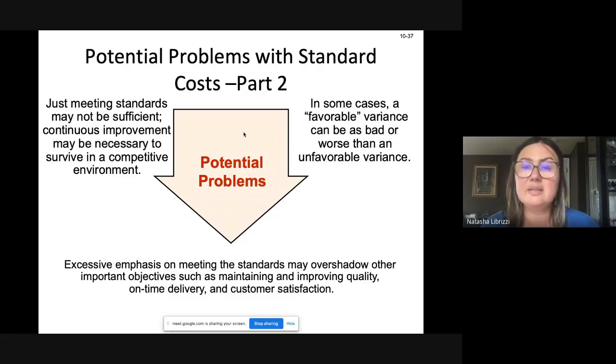In some cases, a favorable variance can be as bad or worse than an unfavorable variance because you would put a new standard in place that cannot be met by others. Excessive emphasis on meeting standards may overshadow other important objectives such as maintaining and improving quality, on-time delivery, and customer satisfaction. So just to get a favorable at the cost of other departments might not be the best solution.